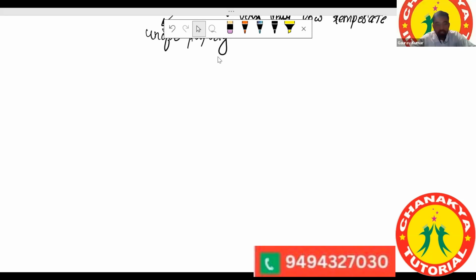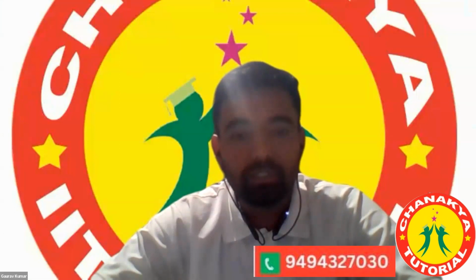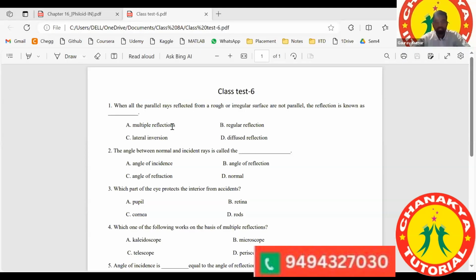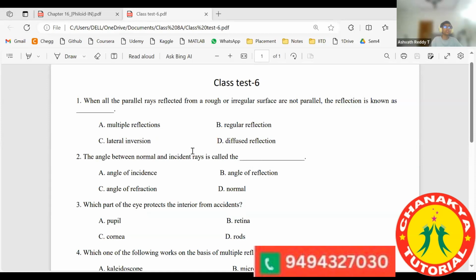So it is asking, the image formed by a plane mirror undergoes lateral inversion, right, sir? Because it is a plane mirror that reflects. Let me show you the question paper. So you are asking about the first question, right? No, sir, the seventh question. Okay, we will come to the seventh and then we will discuss.